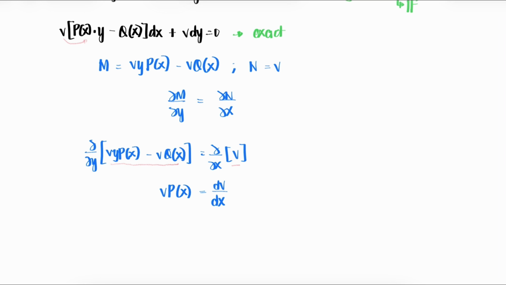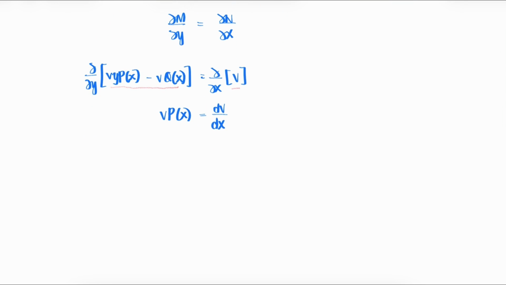Okay, so cross multiplying to group, this is already a variable-separable DE, so p of x dx is equal to dv divided by v. And so we want to integrate. So integrating, the integral of dv over v is ln of v. On the left side, we simply write p of x dx. And on the right side, that is equal to ln of v.